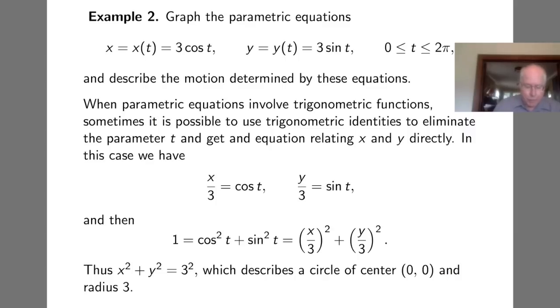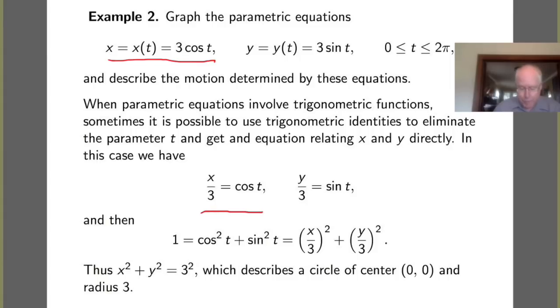In this case, we're going to note that from x equals 3 cosine t, we can do a very elementary operation and notice that x over 3 is cosine t and y over 3 is sine t. We do that because we have a good trig identity relating cosine and sine. That is cosine squared t plus sine squared t equals 1. So we use that relation down here.